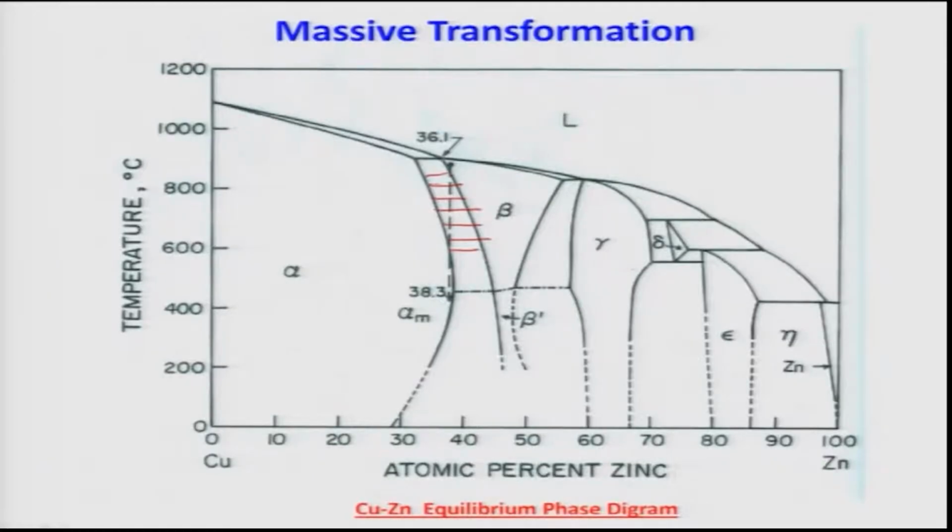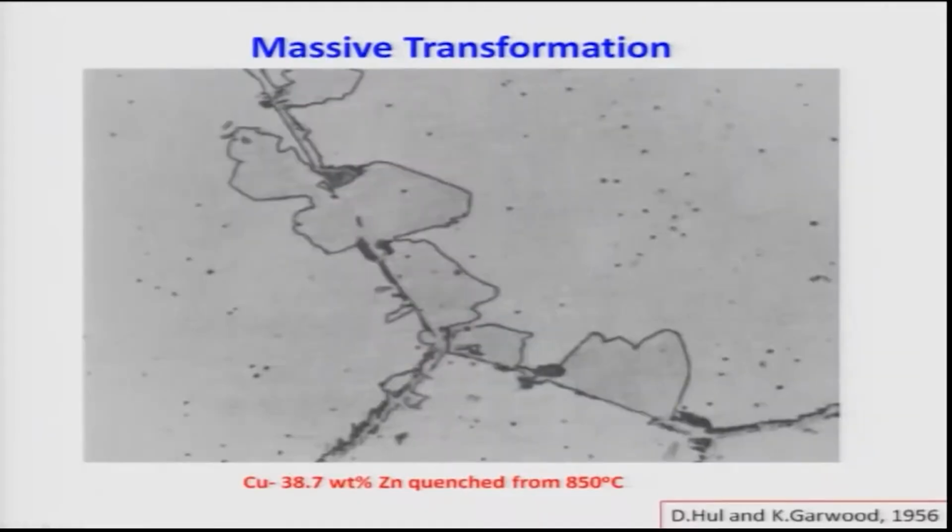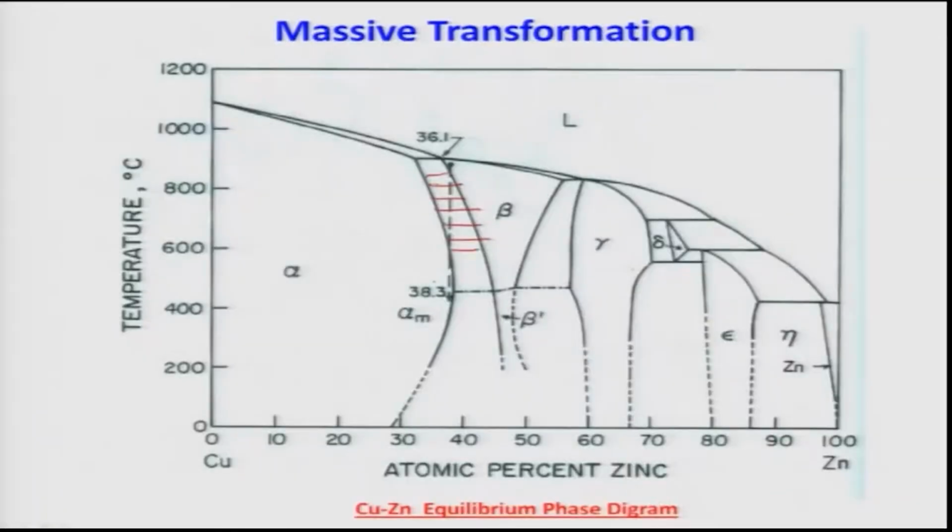Now that we understood how the transformation happens, before we talk about other things, let us see how the microstructure actually looks, because the microstructure is very interesting. This is how the massive transformation product looks. This is taken from copper 38.7 atom percent zinc, it should be atom percent not weight percent, quenched from 850 degrees Celsius. The same alloy which I just showed you, the 38.3 atom percent zinc alloy, is quenched from 850 degrees to room temperature.